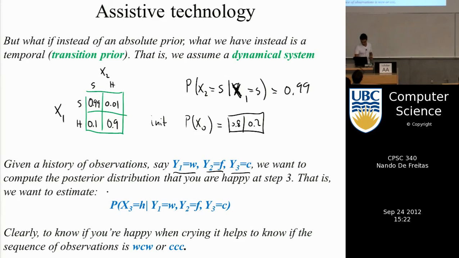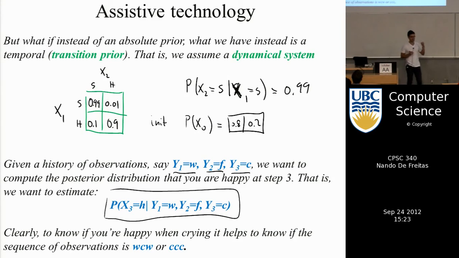And so what we really want to estimate is, given a sequence of observations, at any point in time, and in this case the point in time is 3, what is the probability that you're happy? But to know whether you're happy, it helps to keep track of all the observations you've had, because we're assuming that people don't change emotional status that often. And clearly, if you know the sequence, it helps. Because if over the last 3 hours you cried and cried and cried, chances are that you're sad.